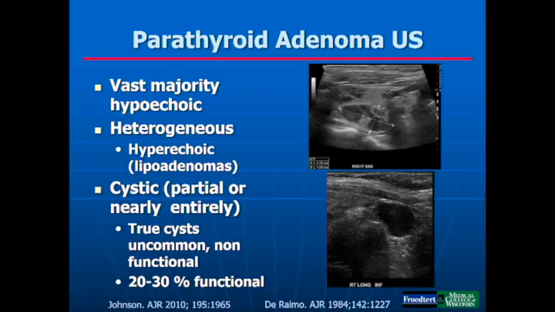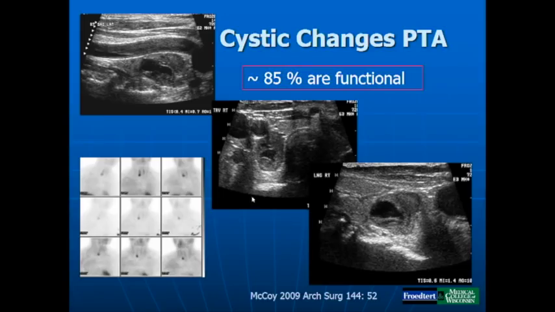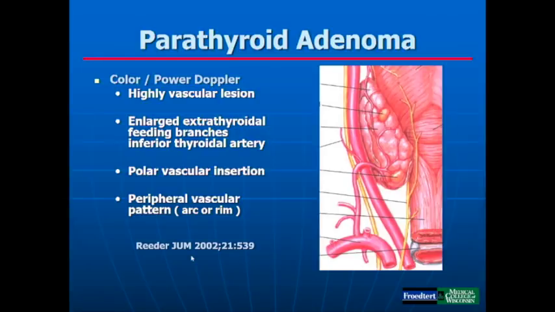True cysts are uncommon. Most of these are non-functional, but some adenomas with cystic changes, the vast majority of these are functional. Most of the time, this is because there can be some bleeding within the gland and eventually some cystic degeneration. And here you can see in this Sestamibi examination, this is the cystic gland with activity in the delayed images.